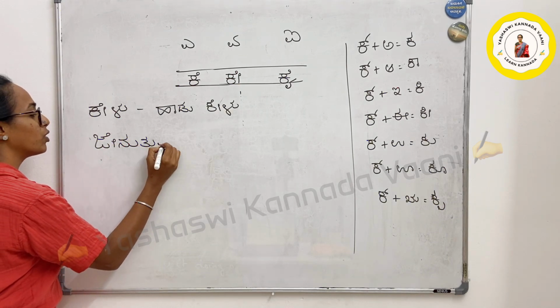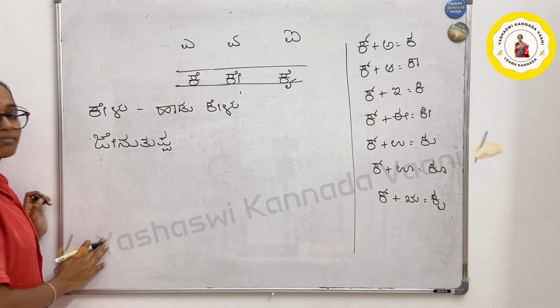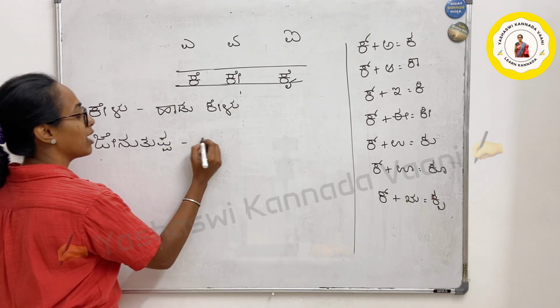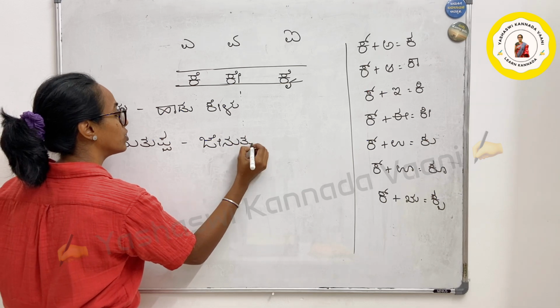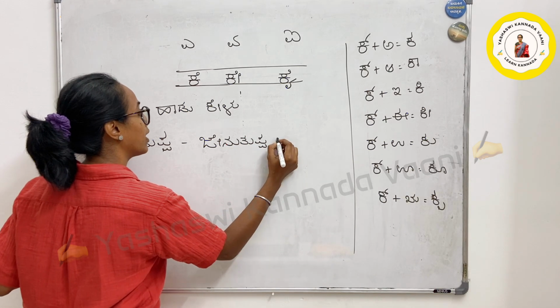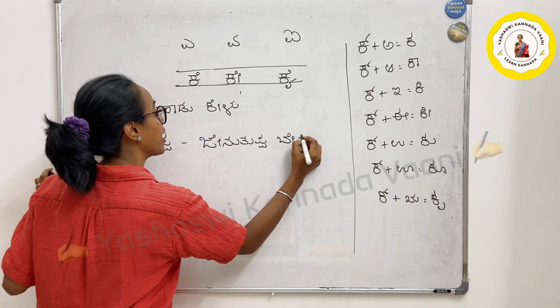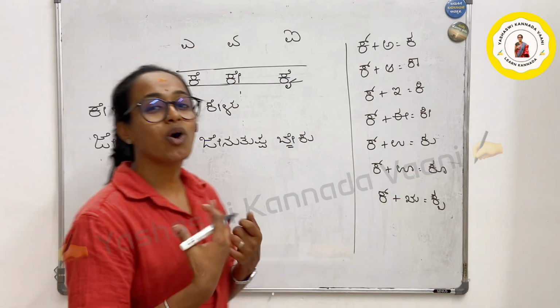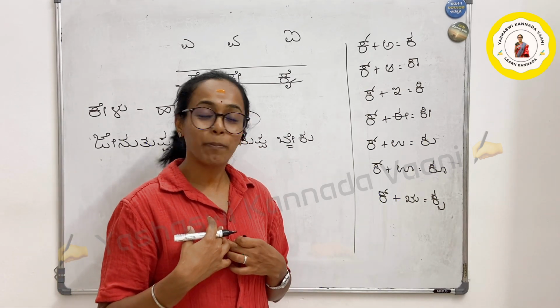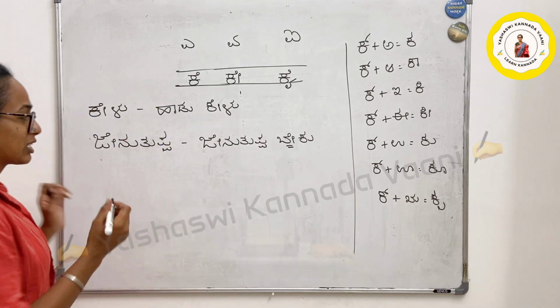Jenu, tuppa. Honey, ghee. Jenu, tuppa. Beku. I want. Jenu tuppa beku. Okay. Next one.